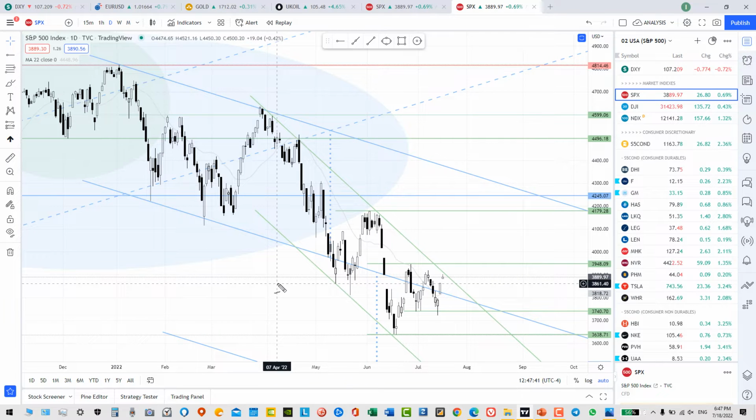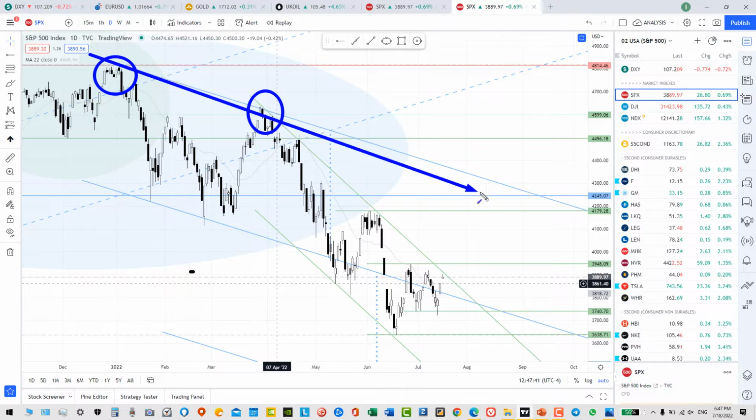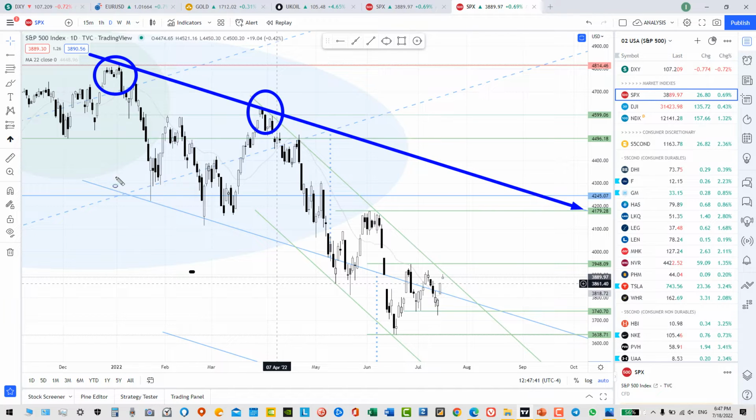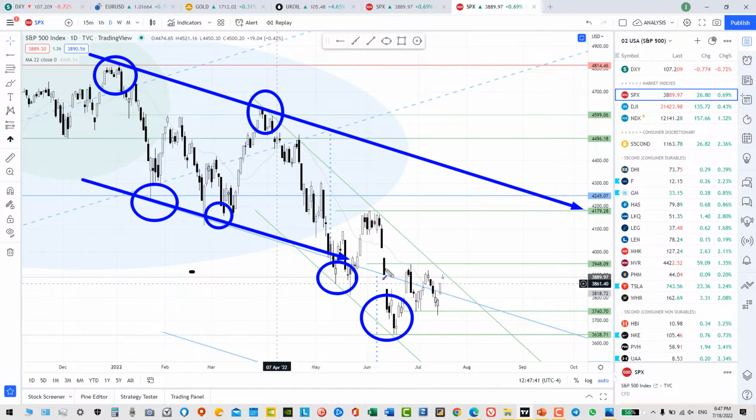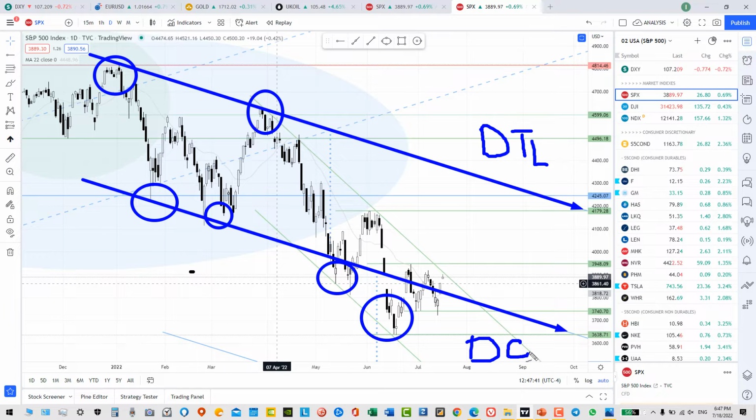From the previous video we already knew that we are having a major downtrend over the weekly chart consisting of lower highs as well as lower lows. And here we drew the downtrend line, and here is the down channel line.